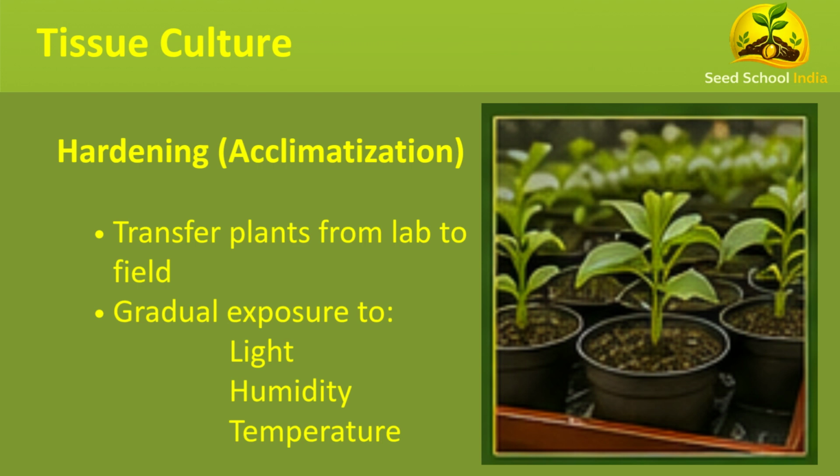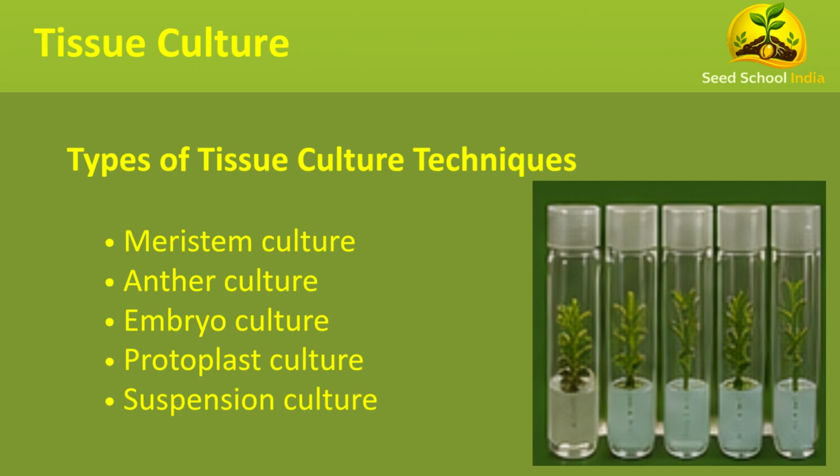Hardening is the process of transferring plants from lab to field. Plants are gradually exposed to natural conditions, such as light, humidity, and temperature, to increase survival. There are several tissue culture techniques, such as meristem culture, anther culture, embryo culture, protoplast culture, and suspension culture.